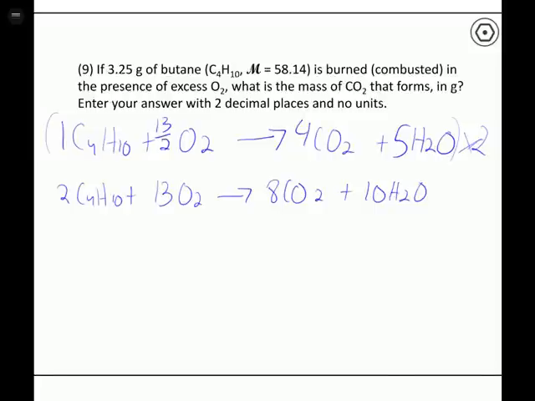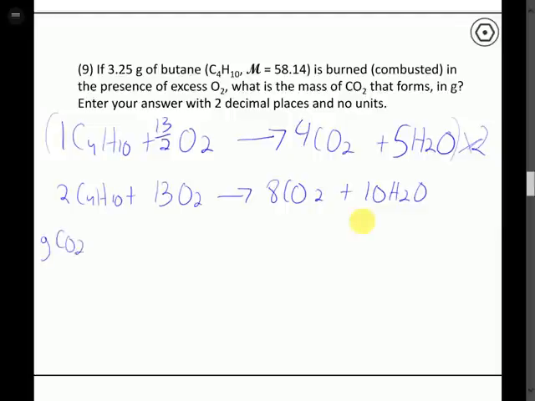So now we're just ready to set up the conversion. So the grams of CO2 is, we're starting with 3.25 grams of C4H10. In the stoichiometry problem, we convert to moles first. So if we're starting with mass, we use the molar mass. 1 mole of C4H10 has a mass of 58.14 grams.